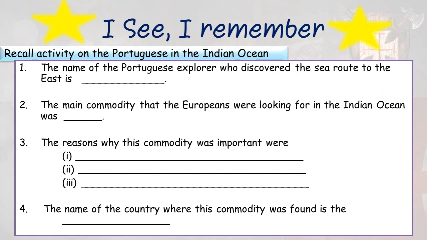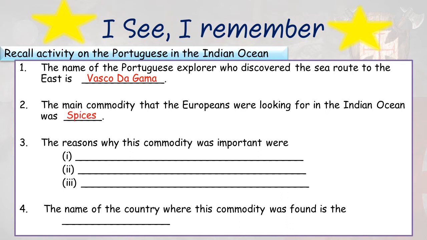Now let's check your answers. Number 1. The name of the Portuguese explorer who discovered the sea route to the east is Vasco da Gama. Number 2. The main commodity that the Europeans were looking for in the Indian Ocean was spices.